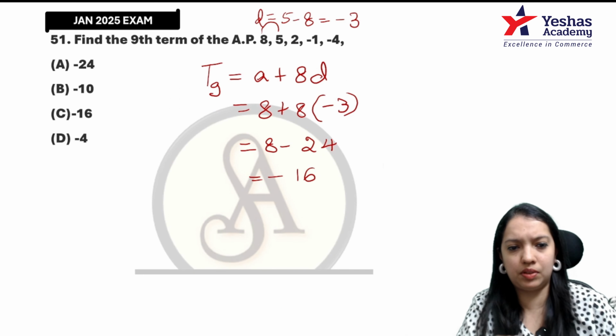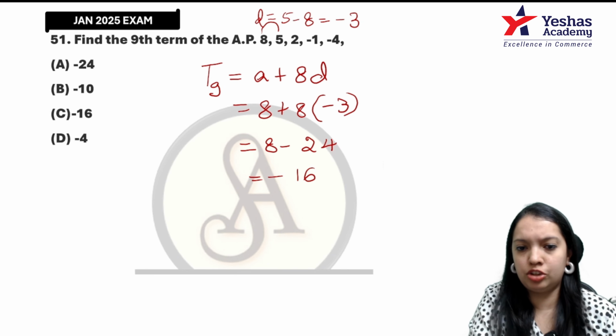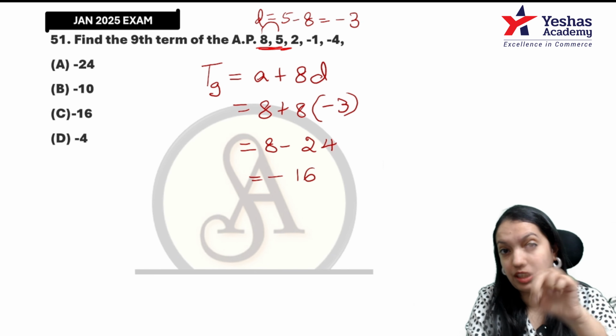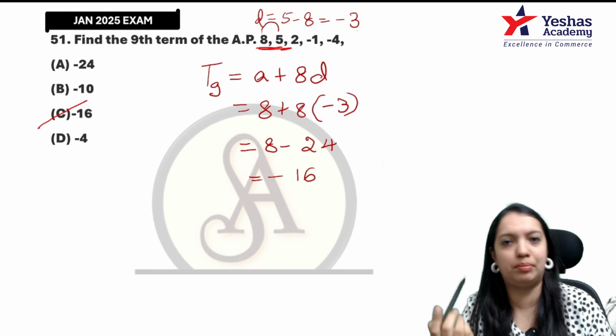Next question is on series. Find the ninth term. It is given as a plus (n minus 1) into d. Solve this. D value is second term minus first term, 5 minus 8, minus 3. You get the value as minus 16. You can even do it manually by subtracting 3.